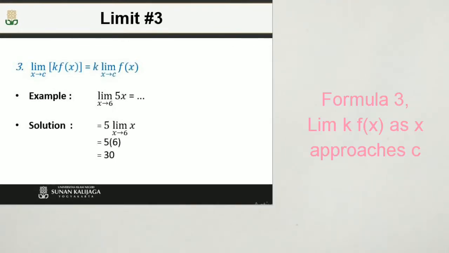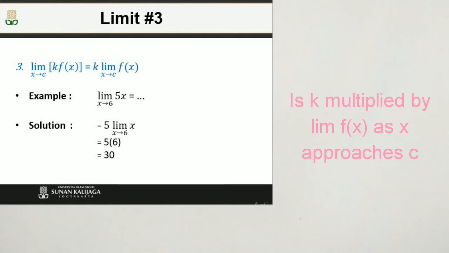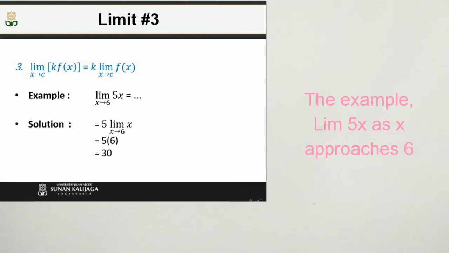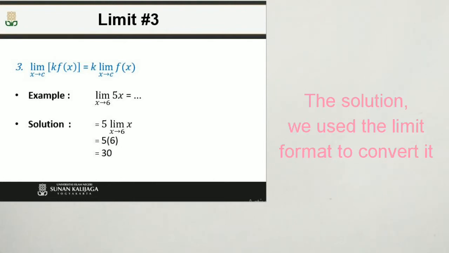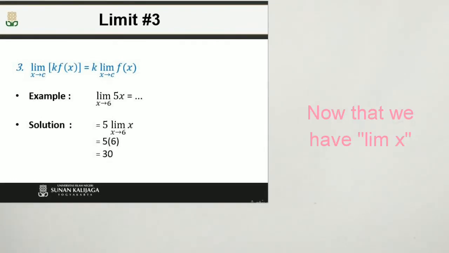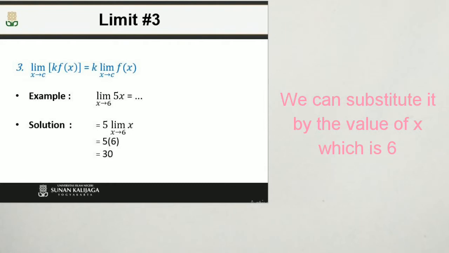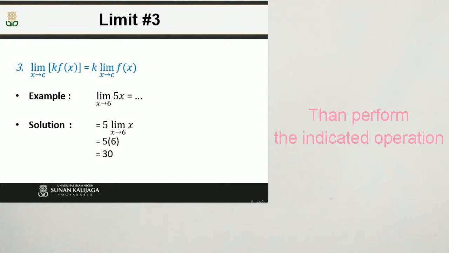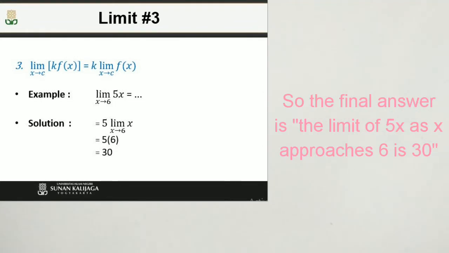Formula 3. Limit k of x as x approaches c is k multiplied by limit of x as x approaches c. The example, limit 5x as x approaches 6. The solution, we use the limit formula to convert it. Now that we have limit x, we can substitute it by the value of x, which is 6. Then perform the indicated operation. So, the final answer is the limit of 5x as x approaches 6 is 30.